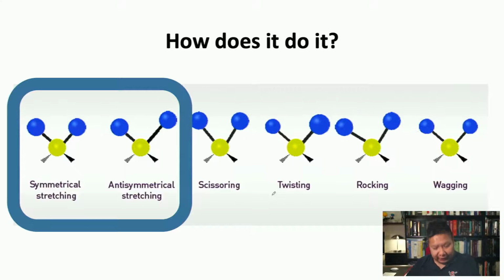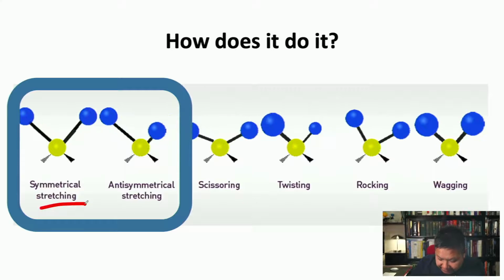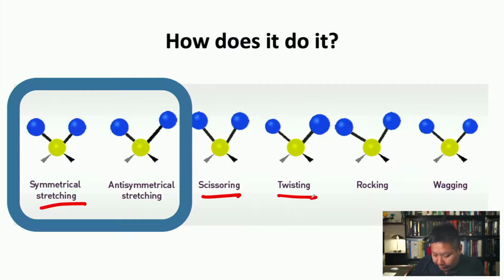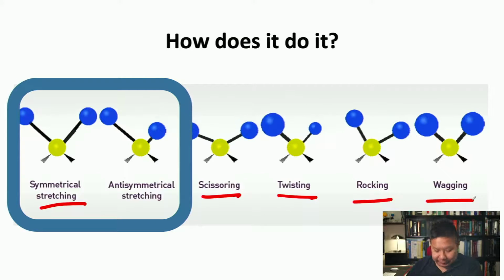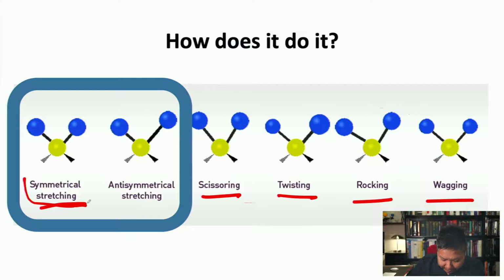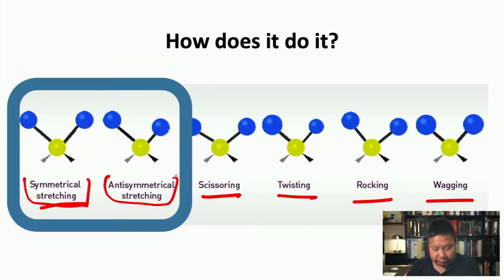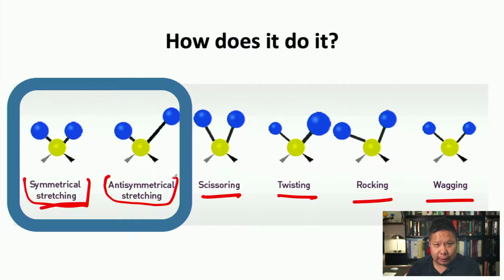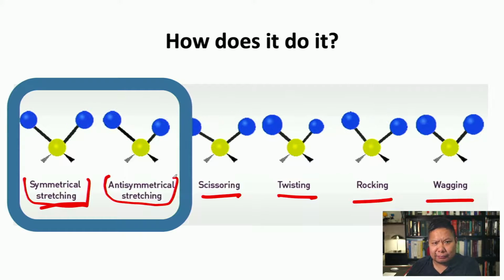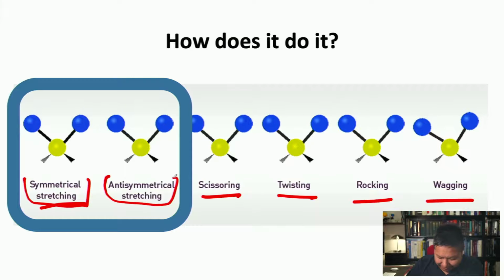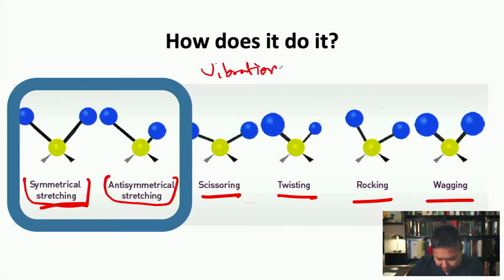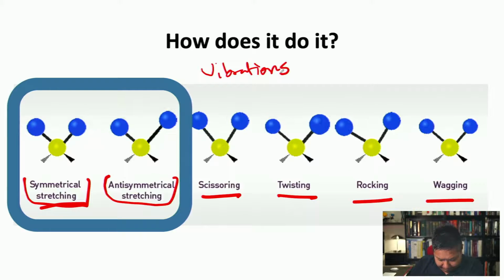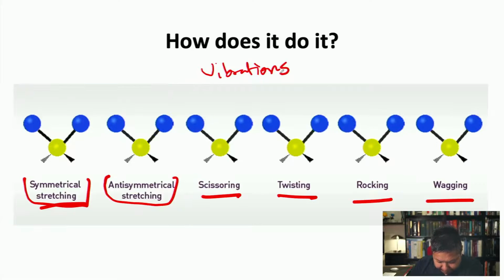And so they move either by stretching, scissoring, twisting, rocking, or wagging. But for IR spectroscopy, the most important is the stretching vibrations. That's the word I was looking for. The stretching vibrations, okay?